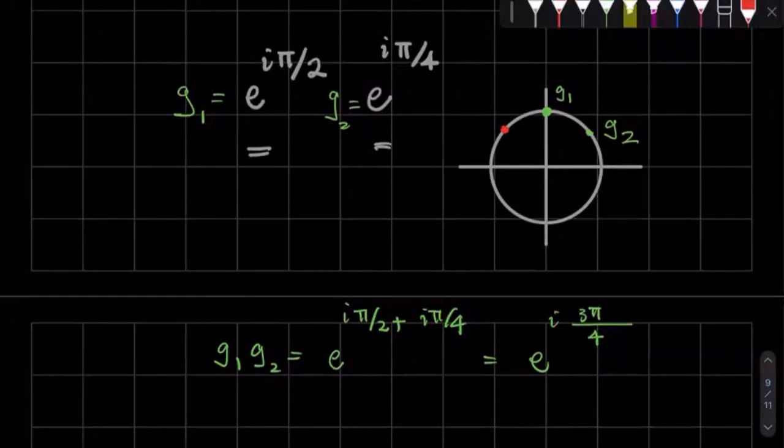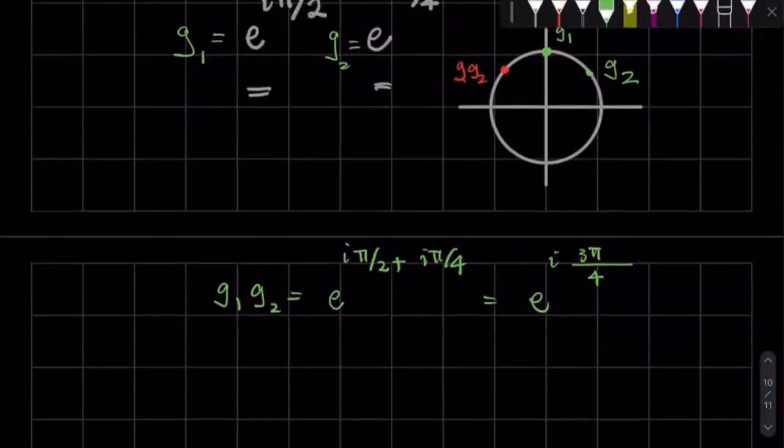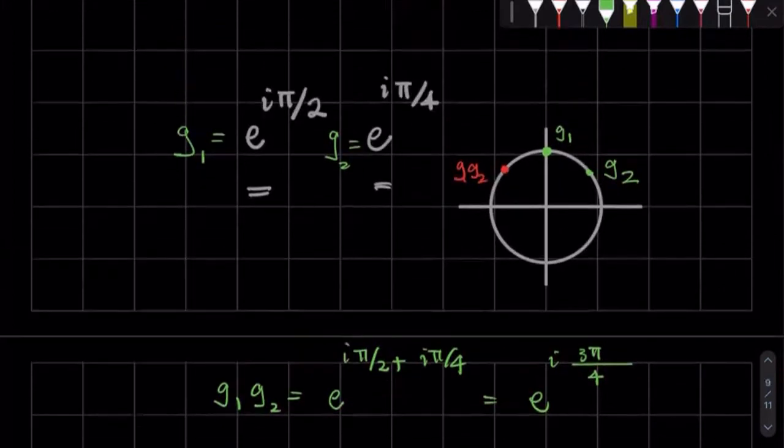This is G1 G2. But this is actually an abelian group because, as you can see, it doesn't matter in which order you multiply G1 and G2. You get to the same point. Okay, so this is how, by multiplying group elements, you're actually moving on this manifold. It's a very nice thing. By multiplying these group elements, you're actually moving around on this manifold.